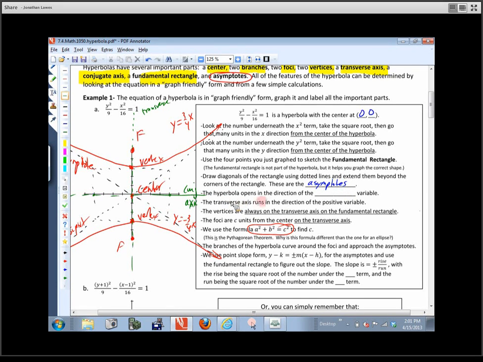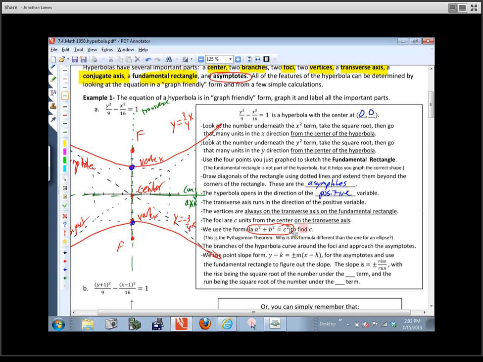The hyperbola opens in the direction of the blank variable. Which one? In the direction of the positive variable. Okay? The transverse axis runs in the direction of the positive variable. So it runs in the direction of opening. So because we had a positive squared variable, it's going to open up and down. So the transverse axis runs up and down. Okay? Let's see. The vertices are always on the transverse axis on the fundamental rectangle. So here's one and here's one. They're right where the hyperbola comes up and touches that fundamental rectangle.